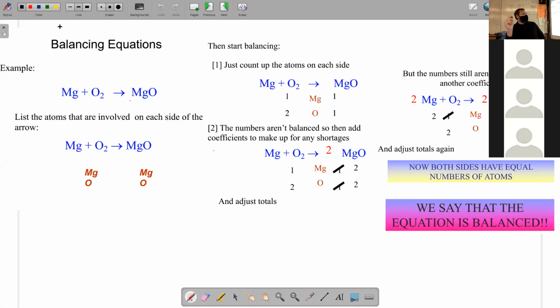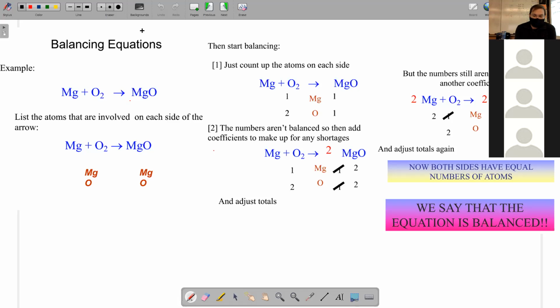This is actually 3 separate slides in the slide deck, but I kind of put it all together into one. This is a skeleton equation. So this could be an equation that we've written from a written description. The written description would say magnesium reacts with oxygen to form magnesium oxide. So on the periodic table, magnesium is a metal that's not a diatomic, but oxygen is one of the diatomics. So in a written description, when it says oxygen, it's got to be O2.